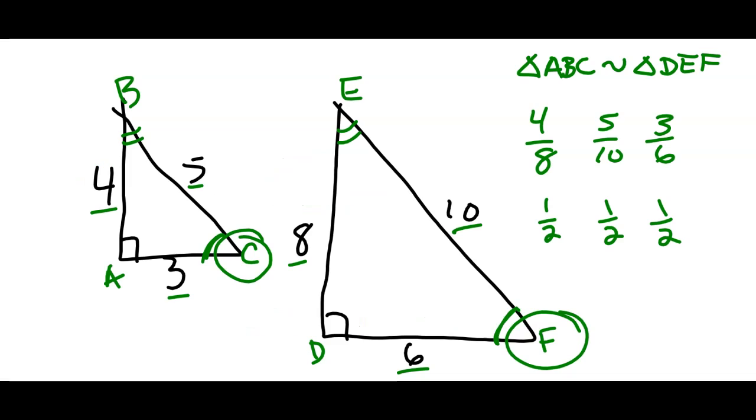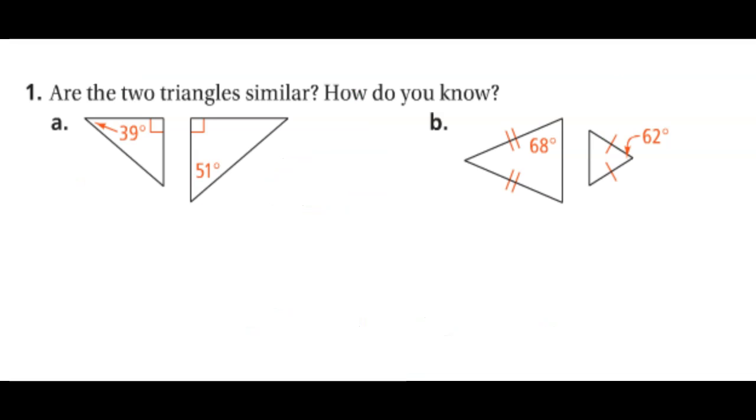So let's actually go back to that first problem we had. Are the two triangles similar? How do you know? So looking at this one, going back to our knowledge on triangles, we know that triangles have 180 degrees in them. When you add up all three angles, it should total 180. So on both these triangles, I know 2 angles, but not the third. Let's see if we can figure out what the third angle is.